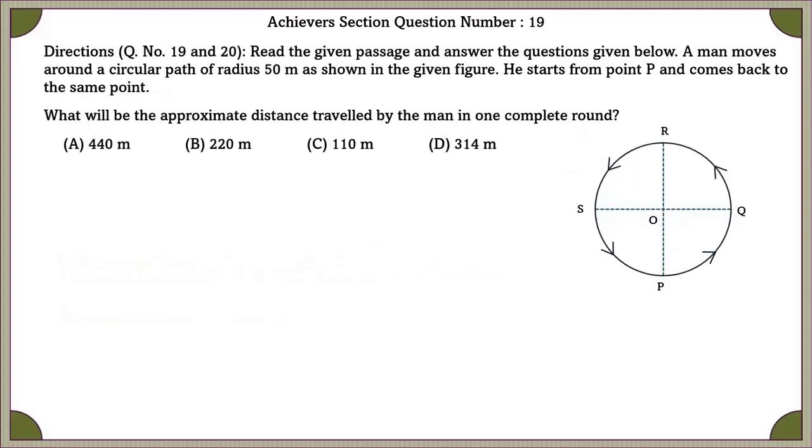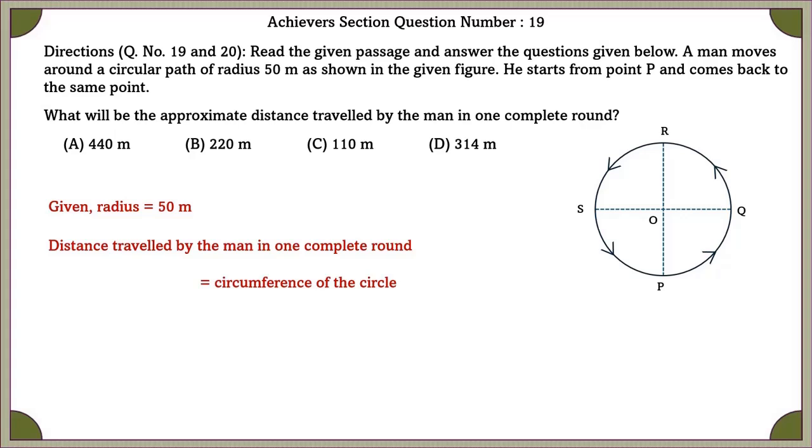Achiever section, question number 19. Read the given passage and answer the questions given below. A man moves around a circular path of radius 50 meters as shown in the given figure. He starts from point P and comes back to the same point. What will be the approximate distance traveled by the man in one complete round? Given radius is equal to 50 meters. Distance traveled by the man in one complete round is equal to the circumference of the circle, that is 2 pi r, or 314 meters.